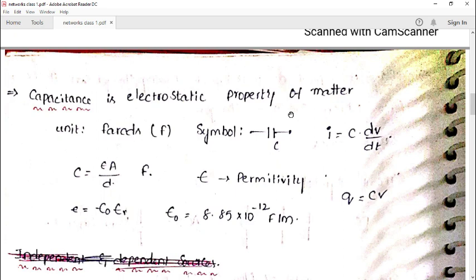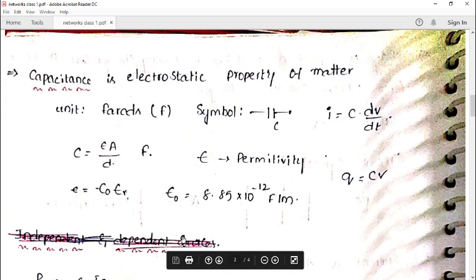And let us move to capacitance. Capacitance is an electrostatic property of matter. So I think all these three are plus 2 level physics. So you are familiar with what is inductance, what is capacitance, and what is resistance. So please remember, unit of the capacitance is farad, and the circuit symbol is this one. And current equation is I equal to C dV by dt.